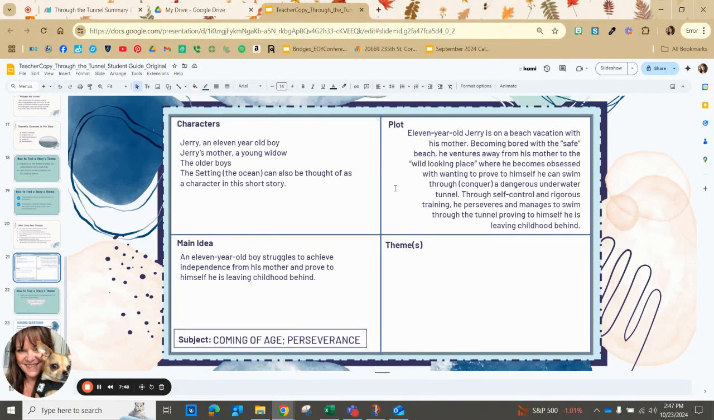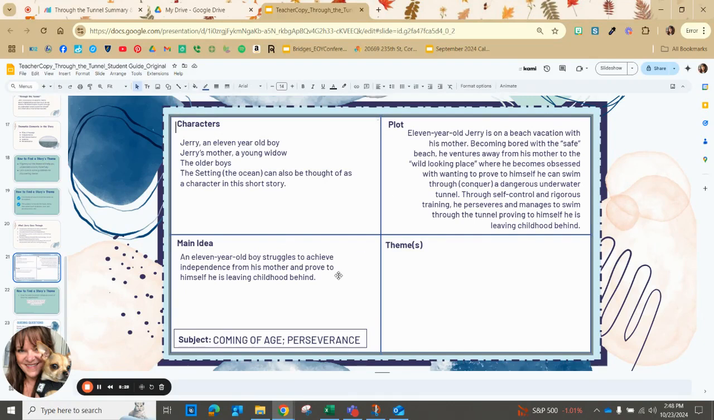So he ventures away from his mother to, I have in quotes, the wild looking place, because that's taken directly from the text, where he becomes obsessed with wanting to prove himself. At first, he wants to prove it to these older boys, but then he actually wants to prove to himself that he can swim through or conquer this dangerous underwater tunnel. And he has to use some self-control. He has to go through some rigorous training, but he does persevere, and he manages to swim through the tunnel and proves to himself that he's leaving childhood behind. So that's the main plot of the story, right? That's what happens in the story.